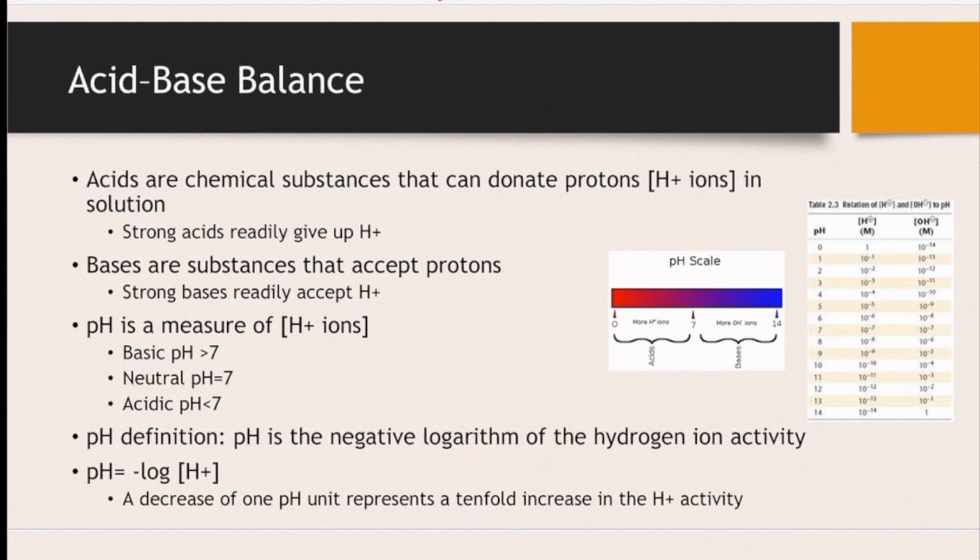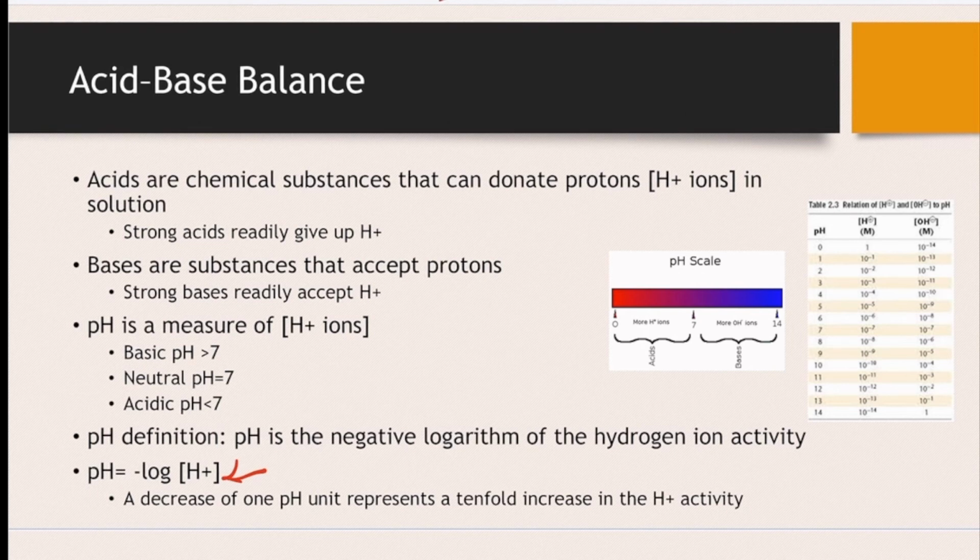And pH is a calculation that is the negative log of hydrogen ion activity. And so that's the equation that you see here, the negative log of the hydrogen ion activity. Because we're talking in logs, a decrease of 1 pH unit, so if we go from 7 to 6, actually represents a 10-fold increase in proton activity. And you can see that there is a table over here that shows you what that really means, what the concentration of the hydrogen or hydroxide ions are, and how that relates back to our pH.